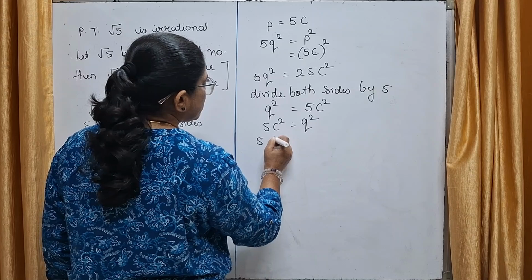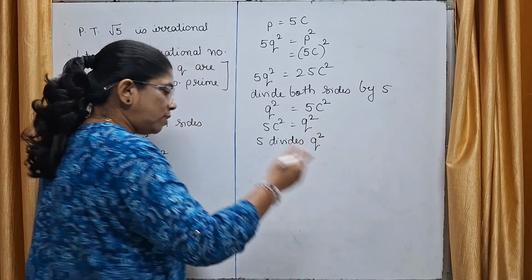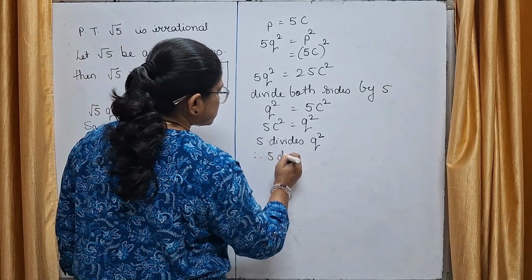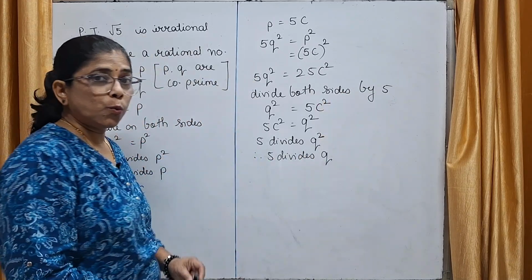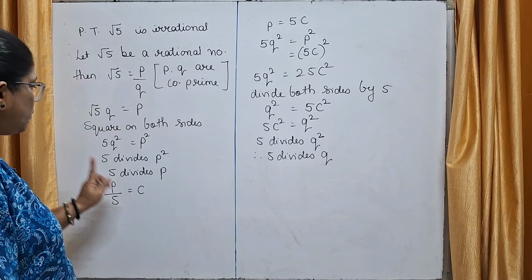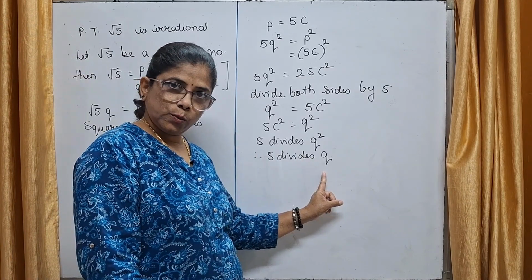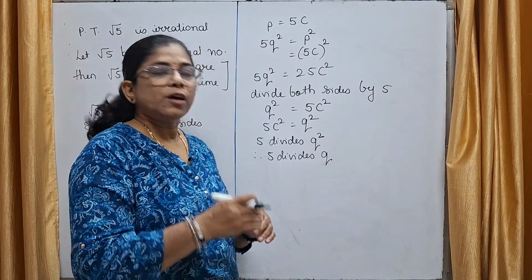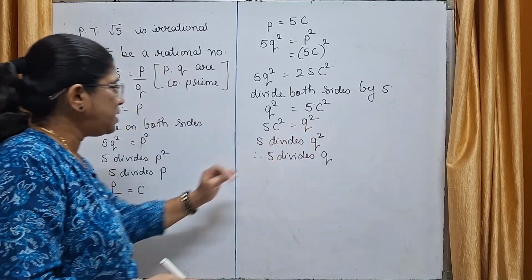Means 5 divides Q square. Now if 5 divides Q square, 5 also divides Q. Oh, what did we get here? Here we get 5 divides P. Here we get 5 divides Q. Means 5 is dividing P as well as Q. Means after solving, we come to one conclusion that 5 is the common factor for P as well as Q.